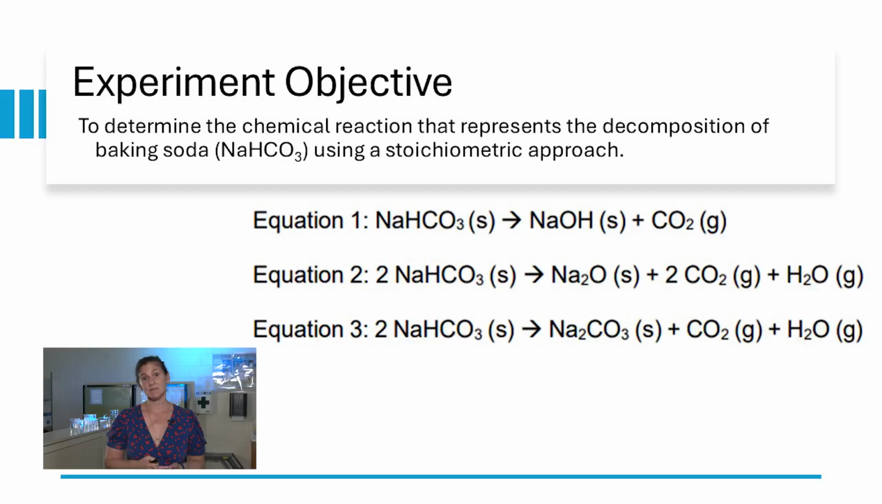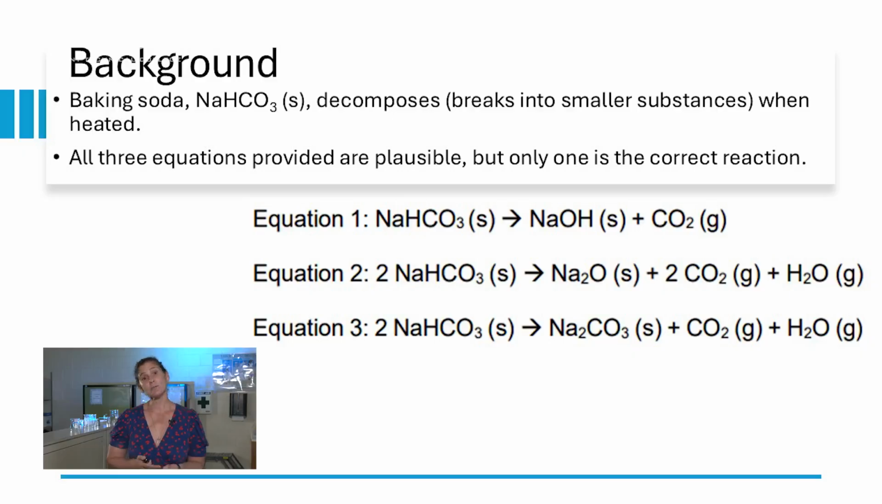One, sodium bicarbonate can decompose into sodium hydroxide and carbon dioxide. Two, that same sodium bicarbonate, in this case 2 moles of sodium bicarbonate, can decompose into sodium oxide, carbon dioxide, and water. Or the third equation, the sodium bicarbonate can decompose into sodium carbonate, more commonly found in baking powder, and carbon dioxide and water. So through this lab, we're going to determine which of these equations is correct. All three are plausible, but only one is the actual way baking soda decomposes.